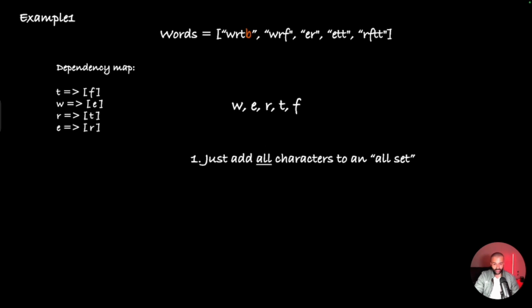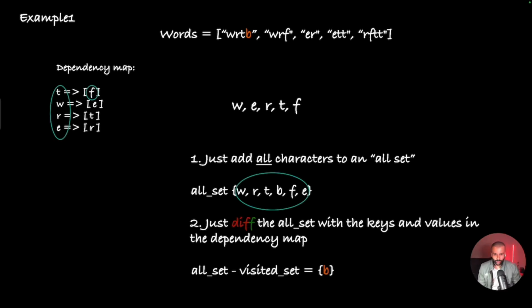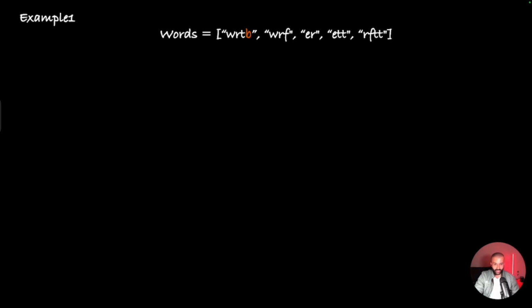All we need to do is add all the characters that we're ever dealing with to an all set. And you can really easily do this by traversing through every word. Once you have your all set with you, you just need to take a diff of the all set with the keys and the values in the dependency map, and you will get your list of straggler characters. And once you have that list with you, you can put it at the very end, you could put it in the beginning, or you could even put it anywhere else. It really doesn't matter.